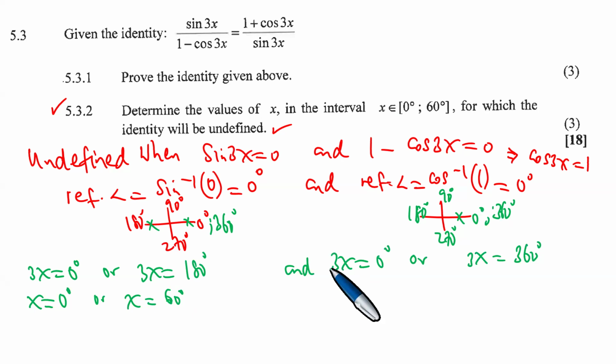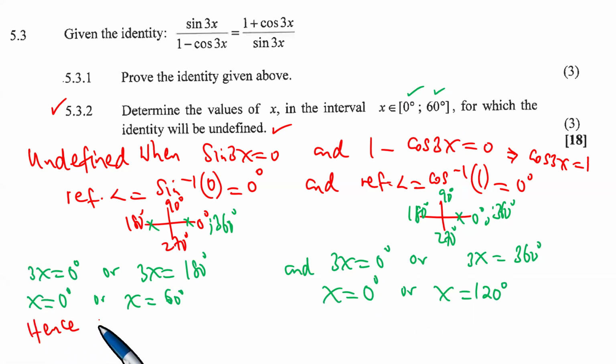Now we continue. Dividing by 3 here, we have x equals 0 degrees, or x equals 360 divided by 3, which gives 120 degrees. But now we are interested in the angles that lie there, so we need to make choices and conclude here and say hence.